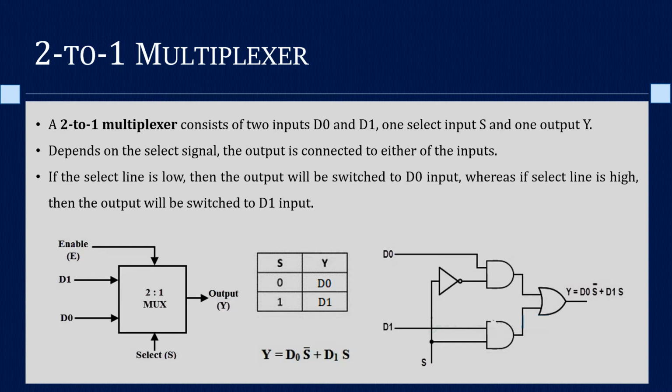Now let's draw the corresponding logic diagram. We can make use of two AND gates to implement the terms D0 into S complement and D1 into S. Then make use of an OR gate to connect these two outputs. We'll get Y as D0 into S complement plus D1 into S. So this is the case of the 2 to 1 multiplexer, which consists of 2 inputs and 1 output line.